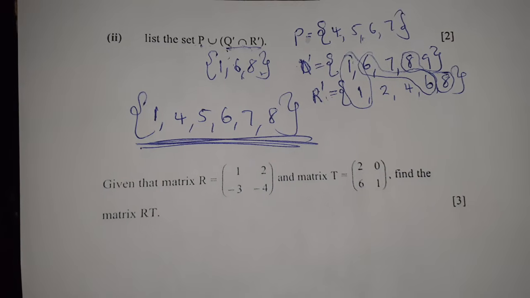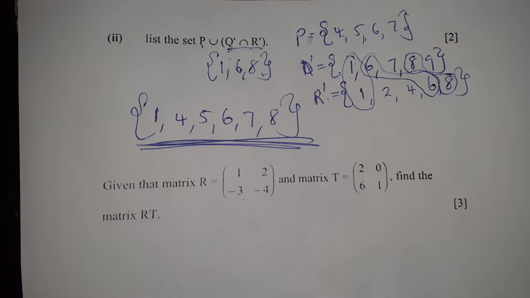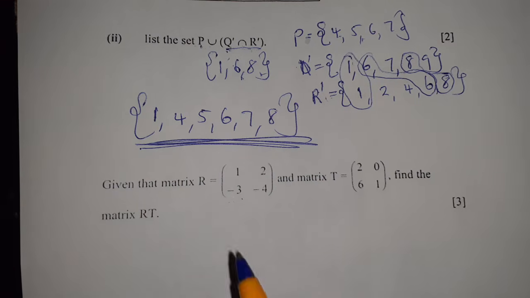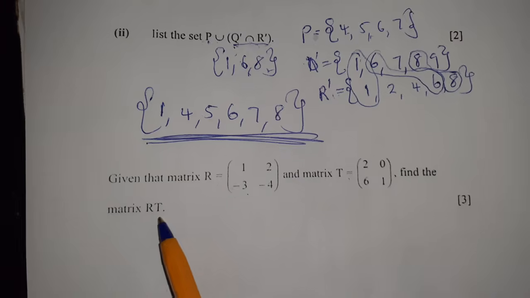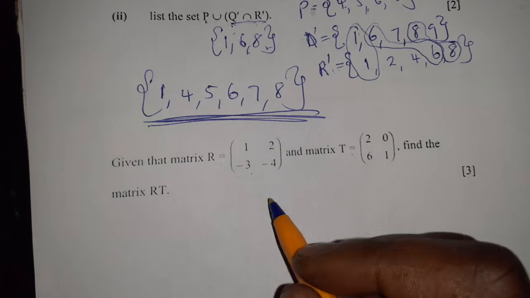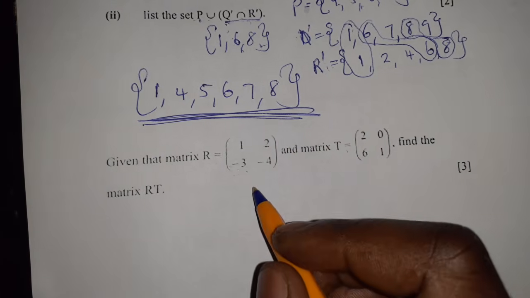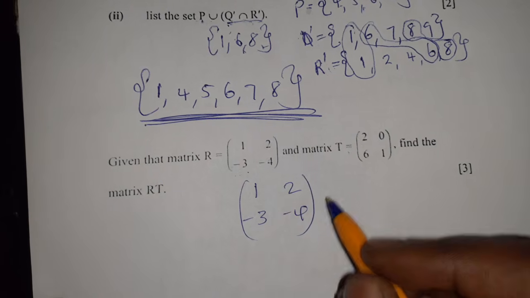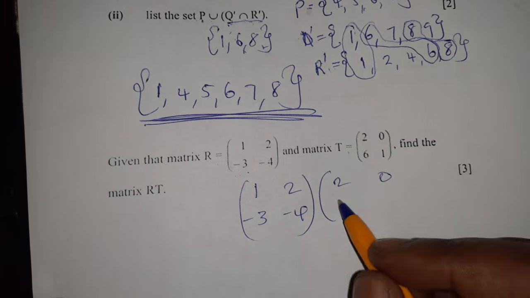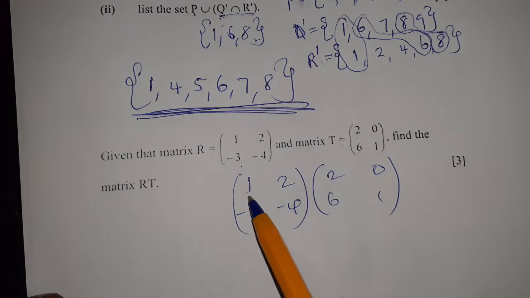Then we come to this part now, where we need to multiply these matrices. Given that this is matrix R, matrix T, find this multiplication. So we need to multiply these two matrices. So you write 1, 2, -3, -4, 2, 0, 6, 1. Then you begin to multiply row by column, row by column.